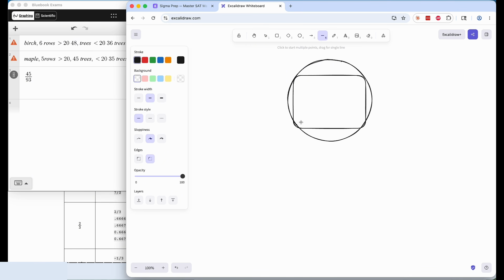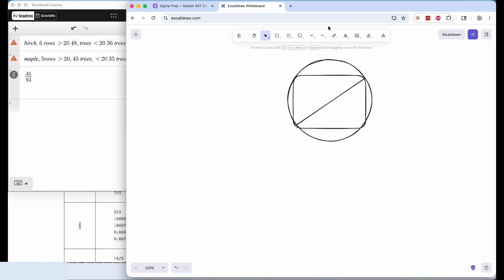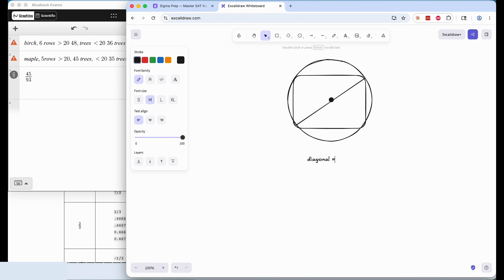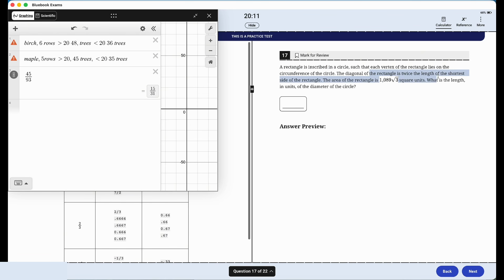And they're talking about the diagonal, right? So the diagonal, one of the key things to understand here is that there's always going to be a relationship when one shape is inscribed in another one. Here you want to see, I'll write it down here, the diagonal is the same thing as the diameter of the circle, right? Because if you go from one end to the other end through the center, that's going to be it. So what else did they tell us? They told us that the diagonal is twice the length of the shortest side. And then they tell us the area of the rectangle, and they want to know what's the diameter.